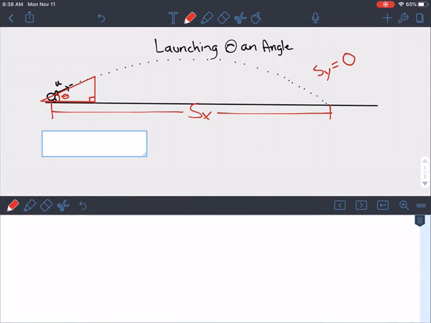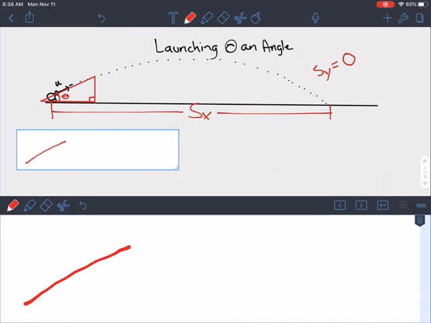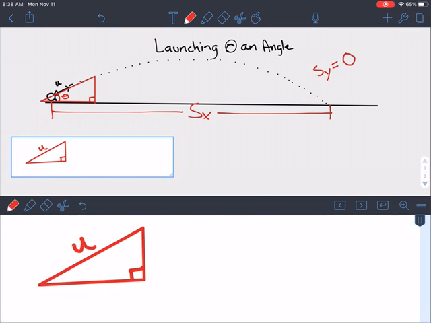Alright, so let's look at this and see how it applies to what we're doing. So we have a right triangle. So we have an initial velocity, right? That's the angle that it's shot at. And just like we did with being launched horizontally, I'm going to break this up into its components. So horizontally, that would be initial velocity in the x, and then vertically, that would be the initial velocity in the y direction.